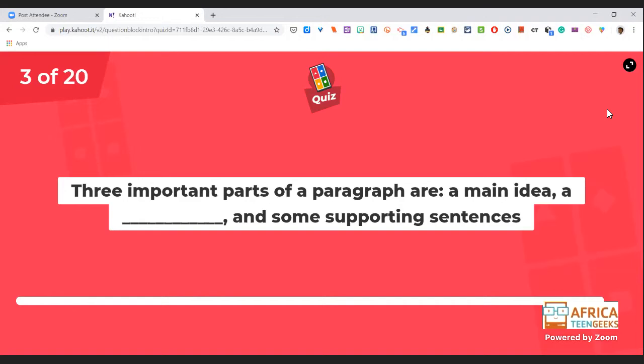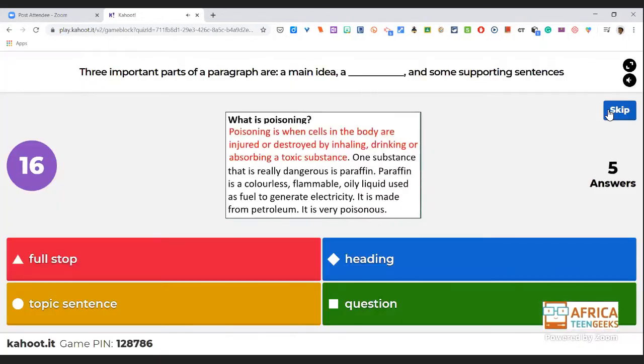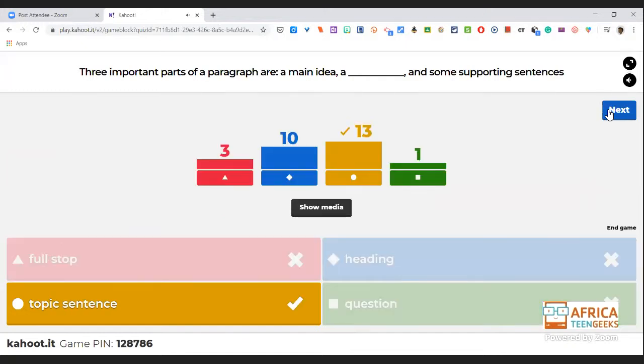3 important parts of a paragraph are... Right, 13 people got that. Now remember that a paragraph has got a main idea, which is often the heading if it's in information text. Then it's got a topic sentence that is the main sentence in that paragraph, and all the other sentences support that. Some people chose heading, and I put heading there as a trick because not all paragraphs have got a heading. For example, if you're reading a story, that paragraph won't have a heading. And in information texts, not all the paragraphs have got headings. So that was a trick question and it caught you out.